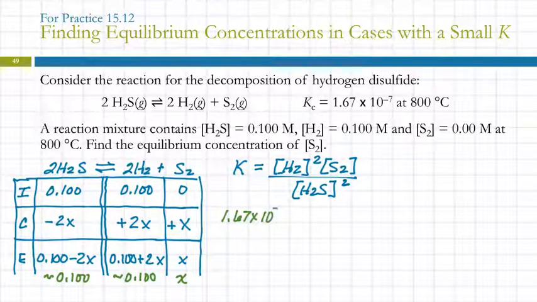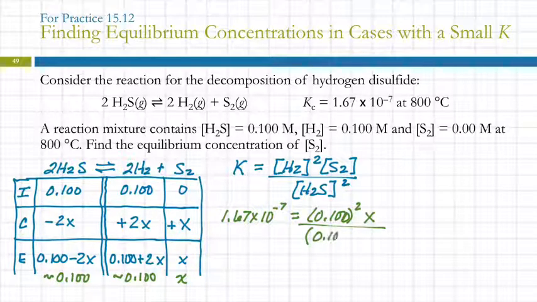So my equilibrium constant, 1.67 times 10 to the minus 7, is equal to H2, so that's 0.100 squared, times the concentration of S2, which is x, divided by the concentration of the H2S squared. Well, that makes the math really easy, right? These two cancel out. And I'm left with x is equal to 1.67 times 10 to the minus 7.